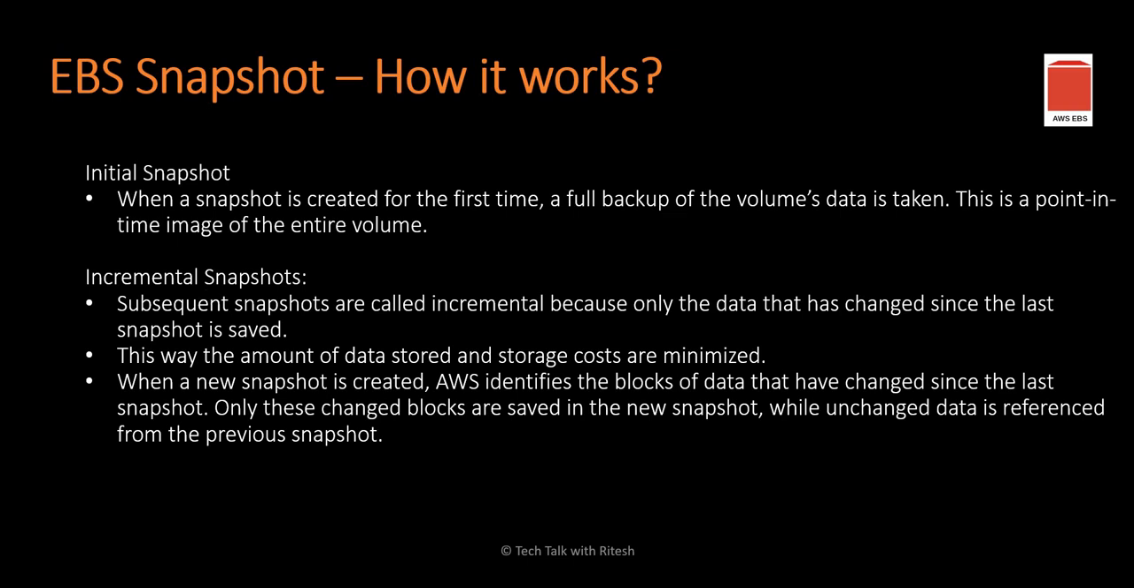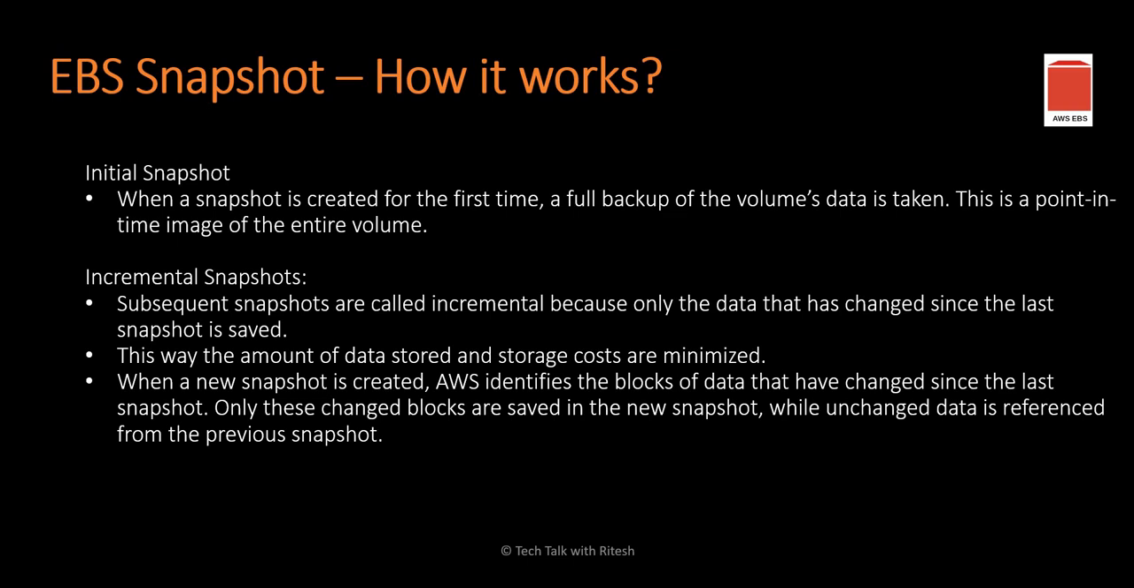So the very first time when you are going to create the snapshot of a given EBS volume, it is called the initial snapshot. It means this is the first time you are creating the snapshot, right? Whenever a snapshot is created for the very first time, a full backup of the volume's data will be taken. Everything will be taken from that volume, and this is a point in time image of the entire volume. That means whatever is the state of that volume at that particular point in time, that image will be taken. That is called the initial snapshot.